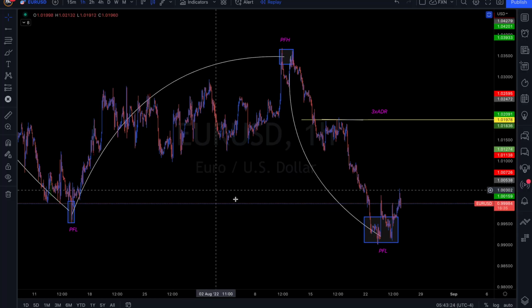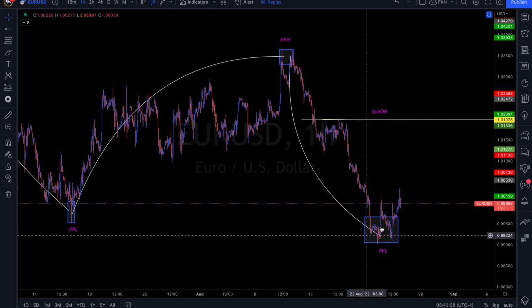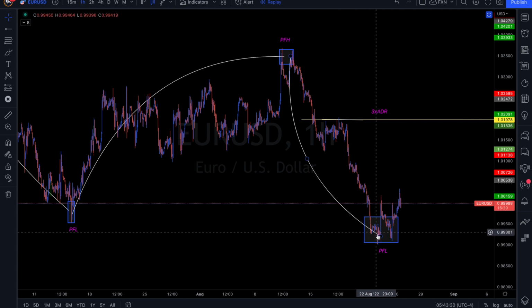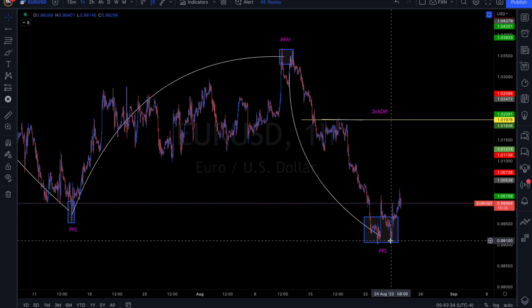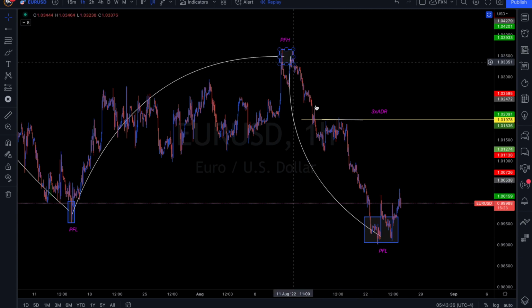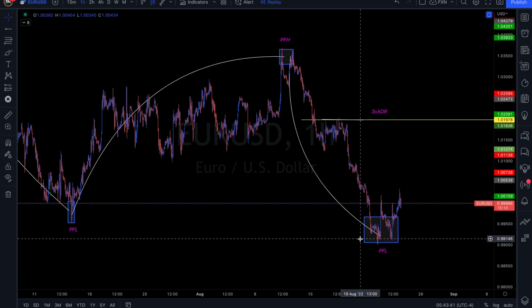So if we take a look, this is Euro USD on the 1 hour chart. You can see that we just created a brand new peak formation low. So what does that mean? Essentially, we had the huge run. This was about, I want to say, 4.5 times ADR on this one. So we just had a big run, okay? With that big run, obviously we need a pullback to continue.